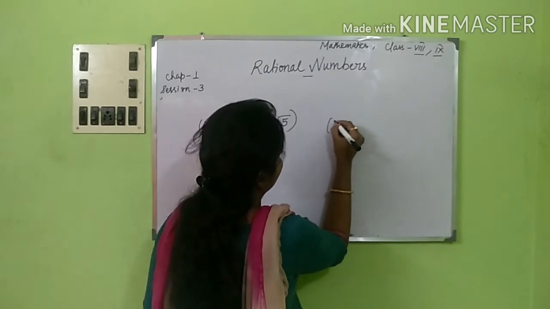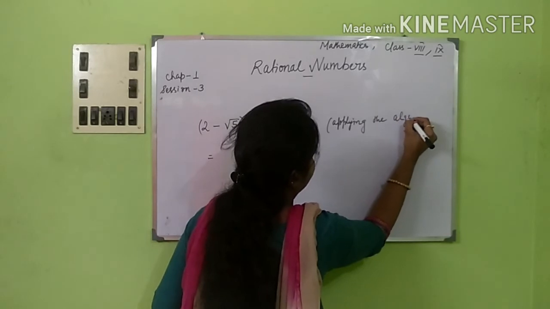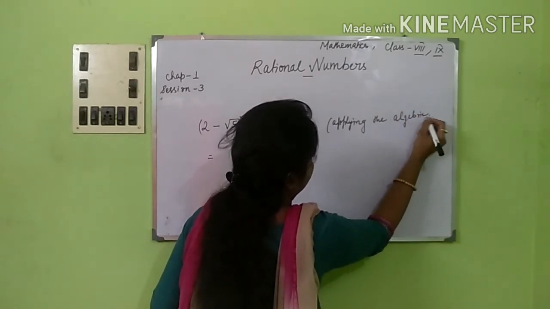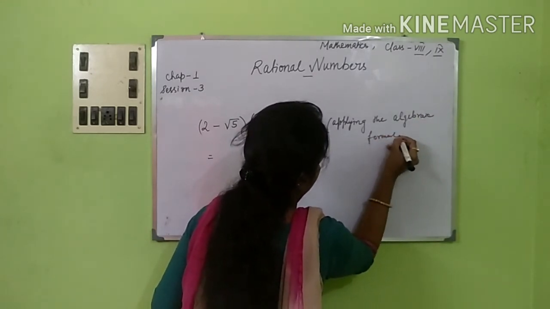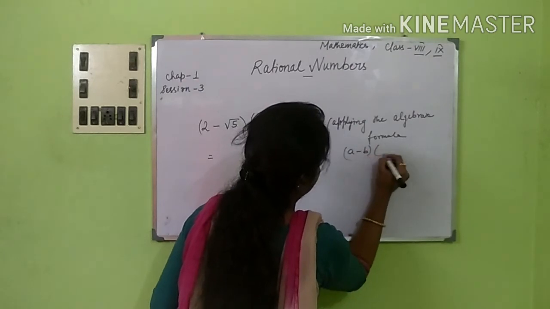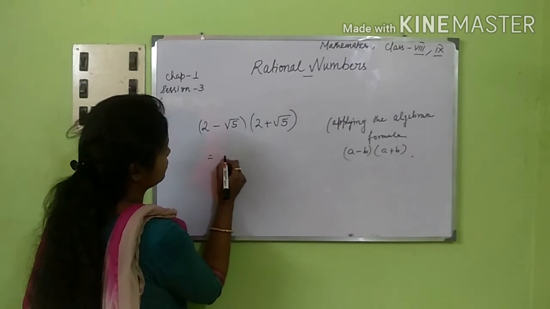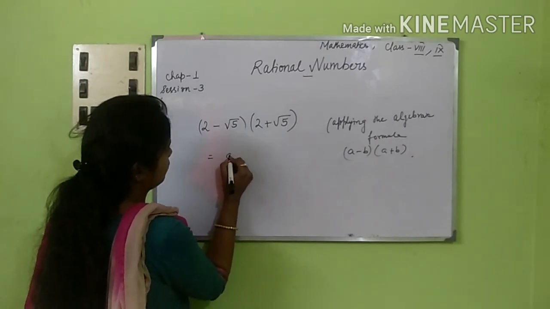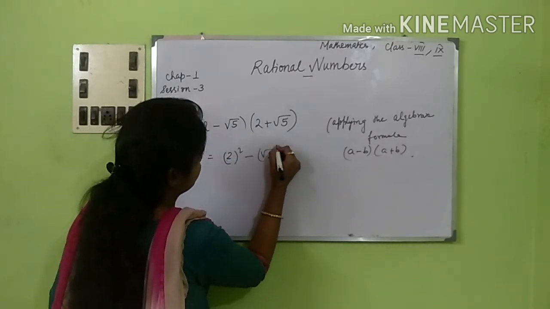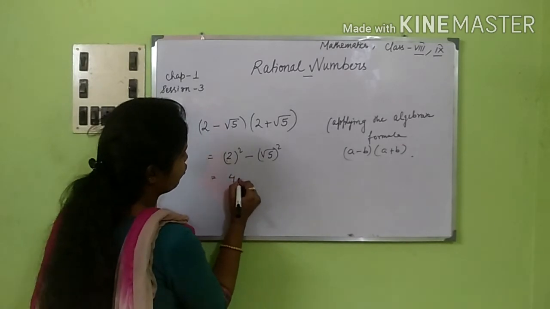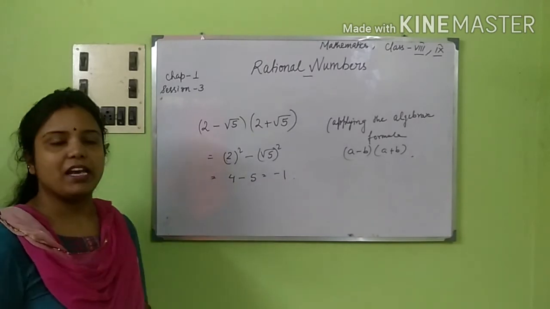So applying the algebraic formula a minus b and a plus b, we get here 2 whole square minus root 5 whole square. So we get 4 minus 5, that is equal to minus 1. So our answer is minus 1.